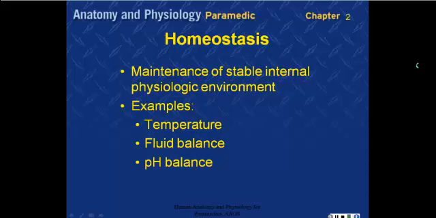What is meant by homeostasis? That's the maintenance of a stable internal physiological environment, including a stable temperature environment, a correct fluid balance between the fluid compartments, and a correct pH balance. If we remember, the pH range for humans is very narrow, and the normal range is 7.35 to 7.45.